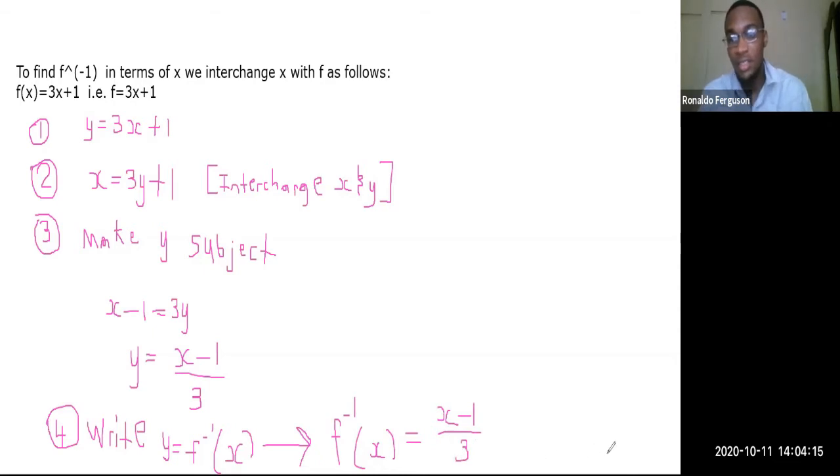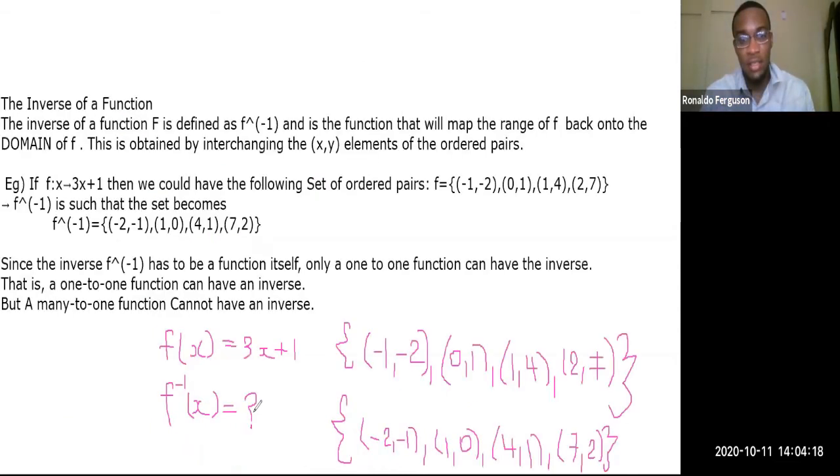Now look at this. Since we said that f inverse of x is x minus 1 over 3, look at this.